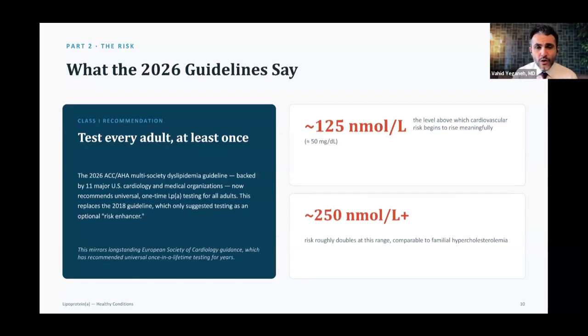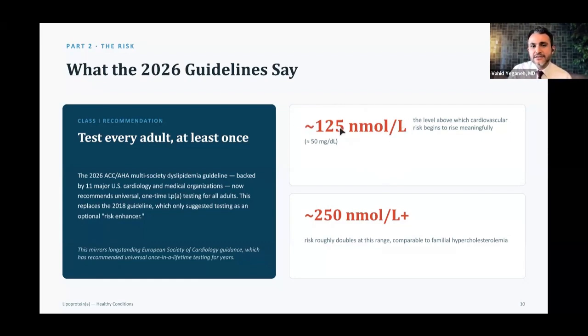So let's say you got to test it, right? So you listen to this talk and you're like, well, let me talk to my doctor and get this thing tested. There's two different ways that it gets tested, because we have particle number and we have mass. Okay, so when we do this one, which is in nanomoles per liter, again, I'm not going to make this too academic, I promise.